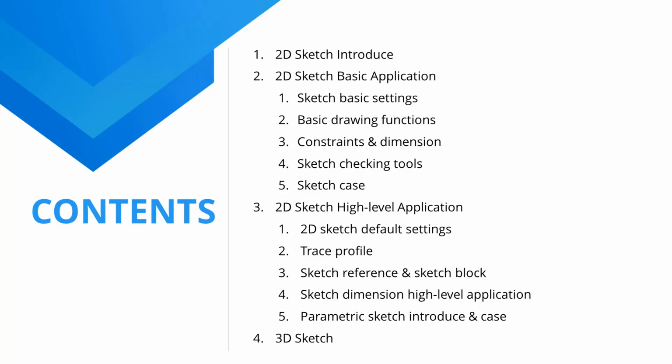Today's training will be divided into 4 parts. In the first part, I will have the basic introductions for the 2D sketch. And in the second part, I will introduce the basic applications, including the basic setting, drawing functions, constraint and dimensions, and finally, I will take an example to show you how to create a 2D sketch in ZW3D. In the third part, I will introduce the high-level applications, including the trace profile, parametric sketch, and so on. And finally, in the fourth part, I will introduce the 3D sketch.